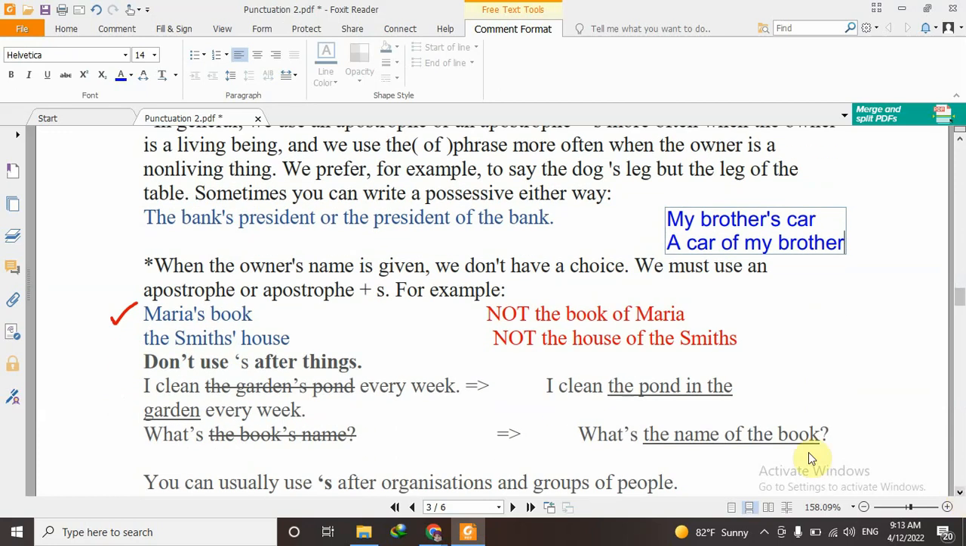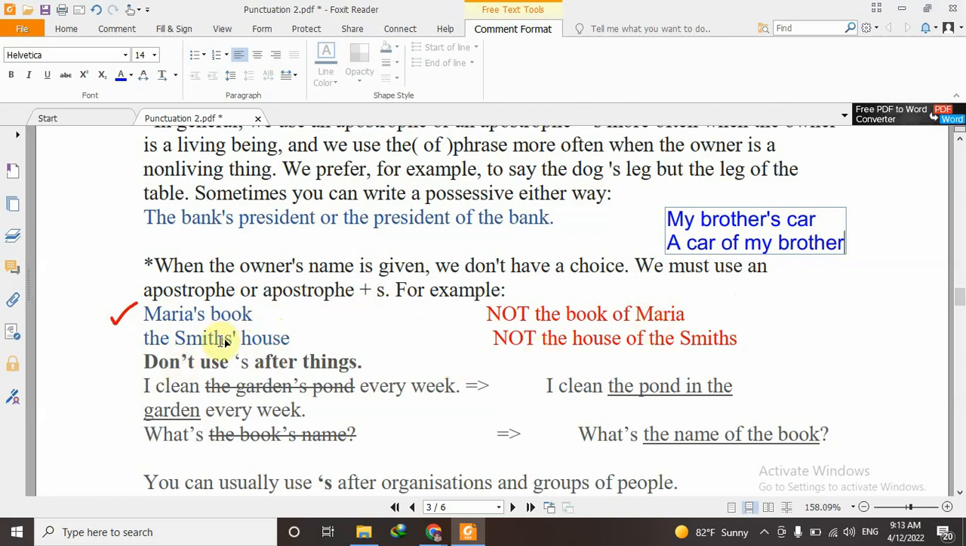As I said, when the owner's name is given, we don't have a choice. In this case, we are not free to choose whether to add the apostrophe and the s or the of phrase. No, in this case we must use an apostrophe or apostrophe plus s. As I said, for example, Maria's book, and not the book of Maria.